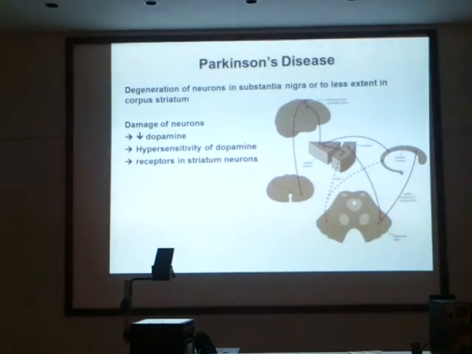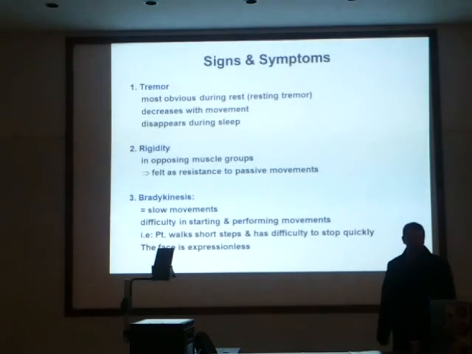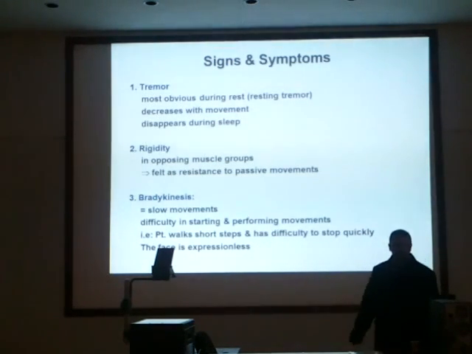Based on this, there will be a degeneration of neurons in the substantia nigra. This will lead to a reduction in what? In dopamine. And the receptors in the striatal neurons will not receive enough dopamine to send inhibitory signals to the cerebral cortex. Parkinson's is distinguished by three distinct features: resting tremor, as I told you, rigidity, and bradykinesia, which means hypokinesia, or slow movement. So the patient will walk slowly, and if you ask him quickly to stop, he cannot. He may fall down.